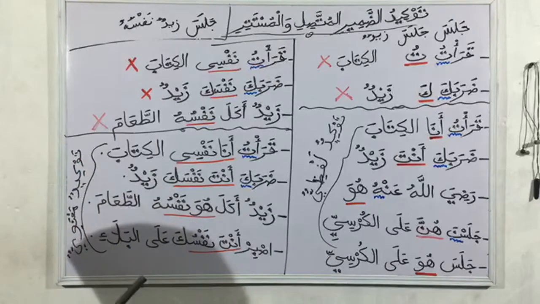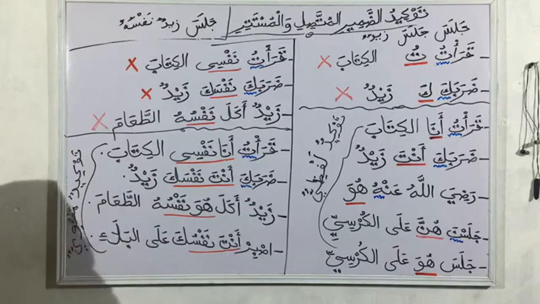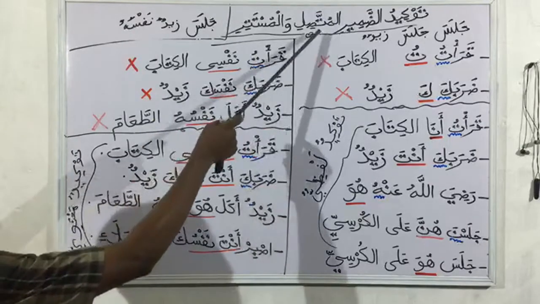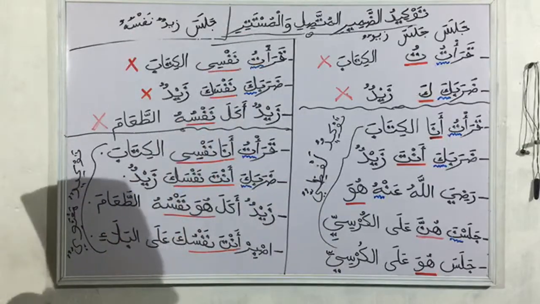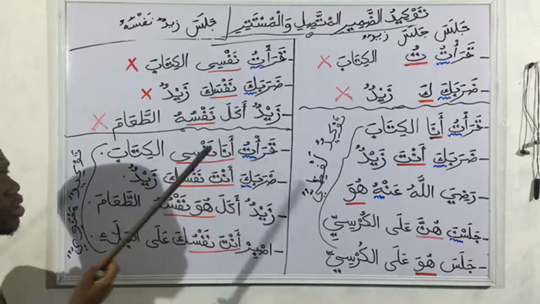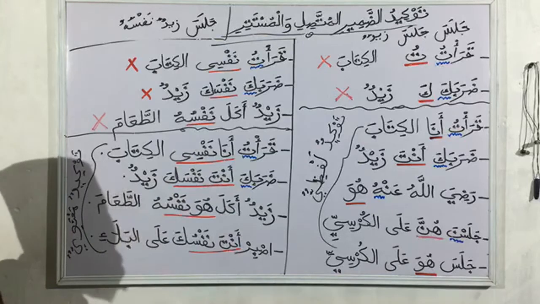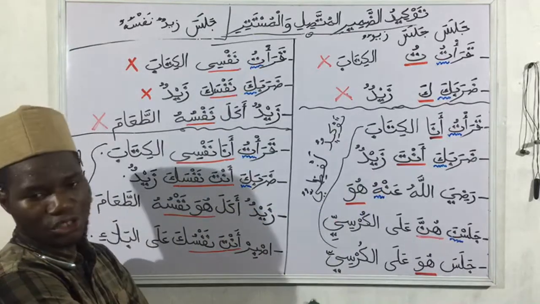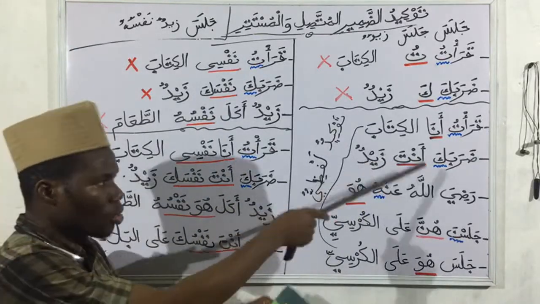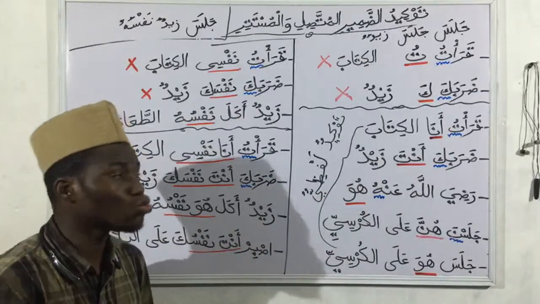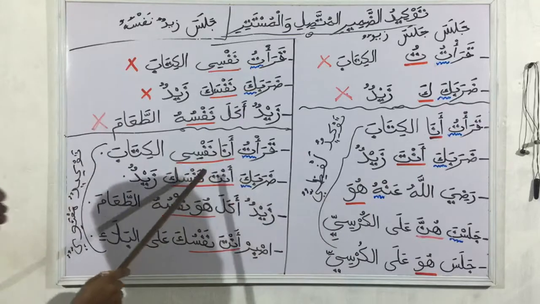If you wish to do Taukid Al-Ma'nawi, emphasis of the meaning, for Damir Al-Muttasil or Mustatir, what do you first do? You have to first write it like this. You have to first do Lafzi before you can do Ma'nawi. I hope you get it. So this is how we do Lafzi. If you just wish to do a Ma'nawi, you have to first do Lafzi, then you can do Ma'nawi.